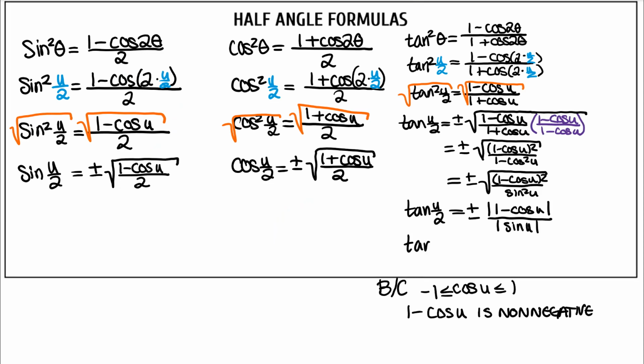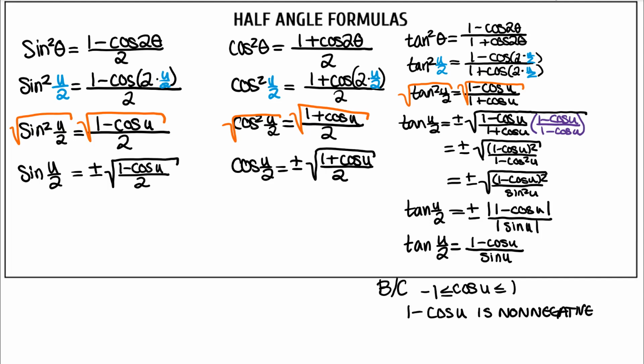So because the numerator is positive and the sign of sine u will always be the same as the sign of tangent of u divided by 2, we no longer need our absolute value or plus or minus. The correct sign of your answer is already embedded into this ratio.